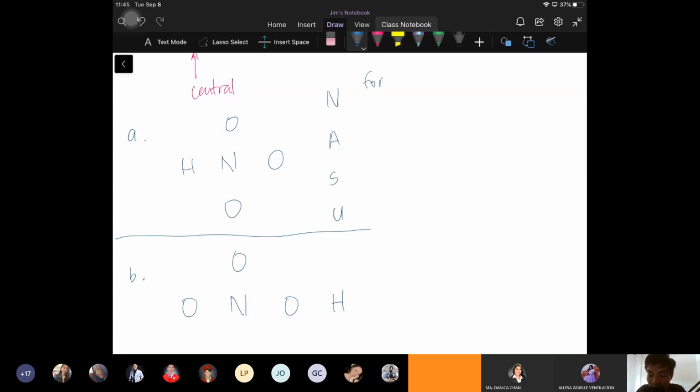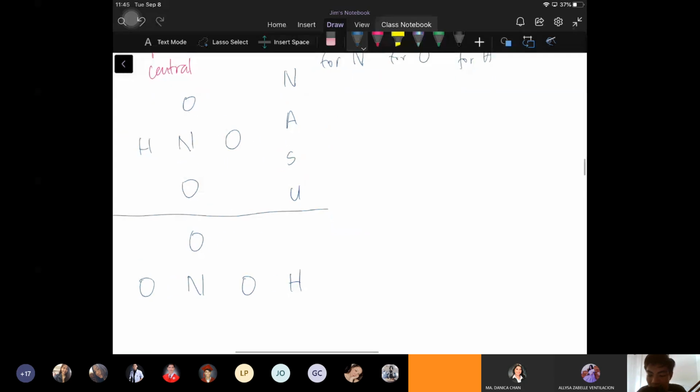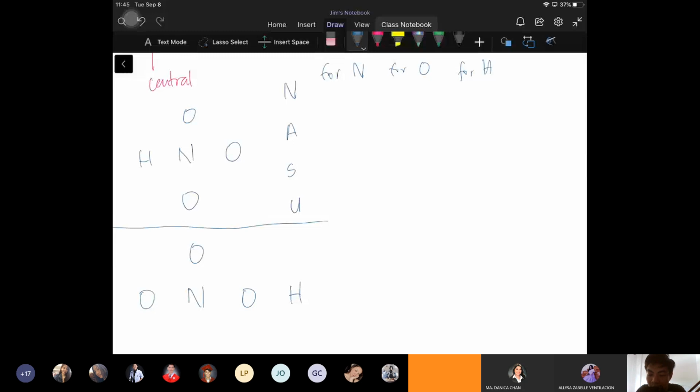Needed for nitrogen, for oxygen, for hydrogen. Okay, so sige, NASU rule tayo. Needed for nitrogen is 8 kasi octet yan. Nasa p orbital siya. Oxygen, 8 din kasi octet yan. For hydrogen, dalawa lang again because s orbital lang yung meron siya. 8, 16, 24, 32, 33, 34. 34 electrons.